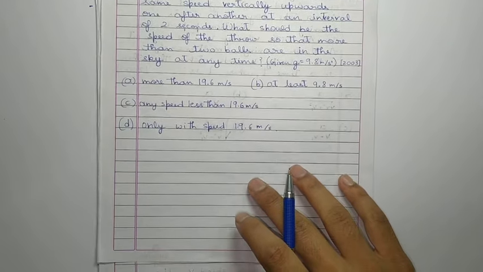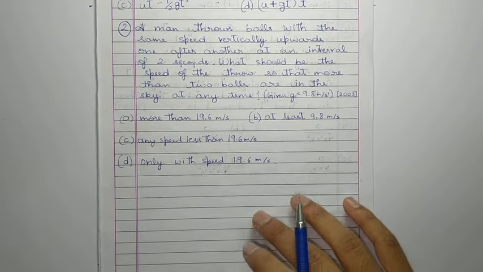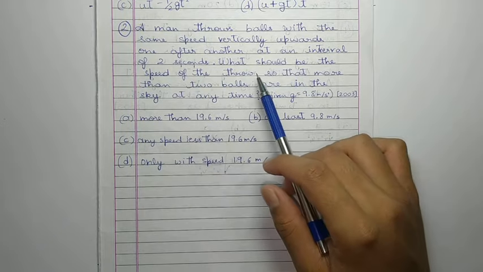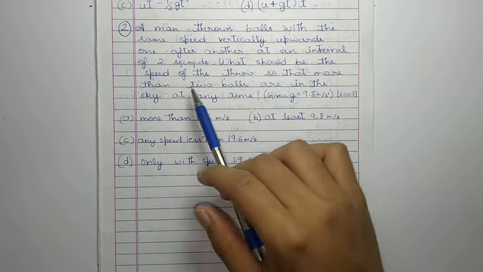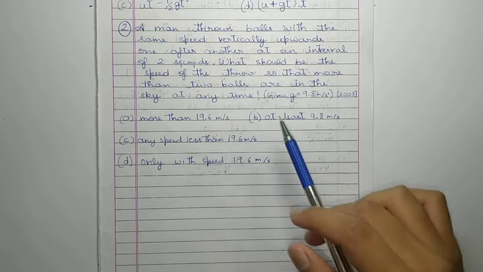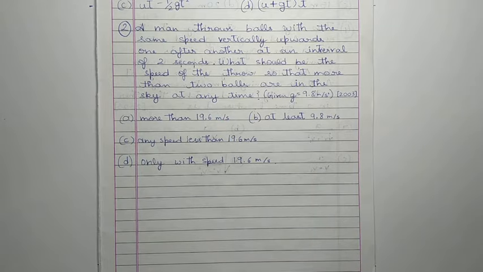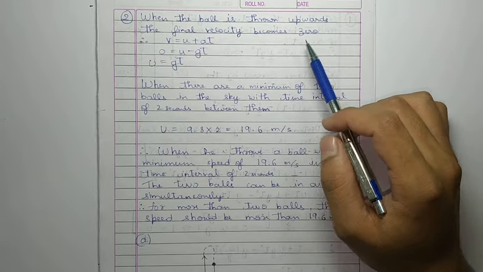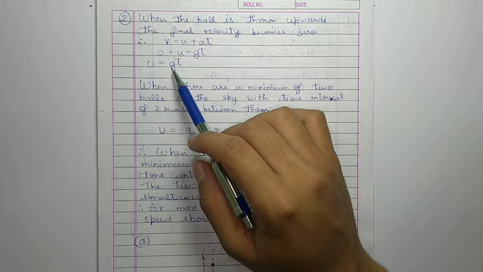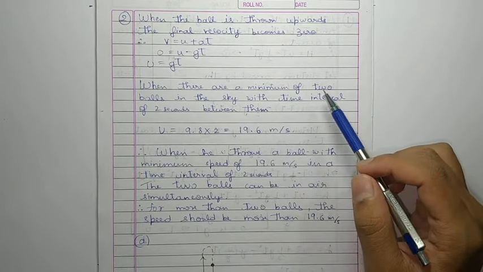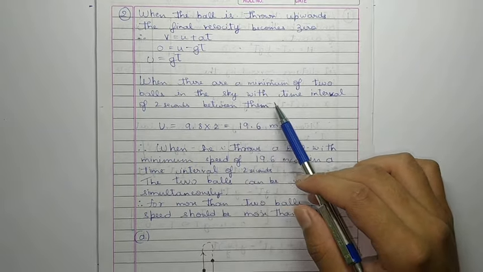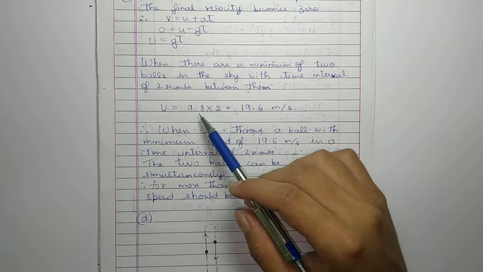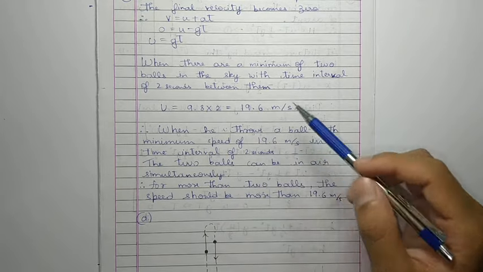Question 2. A man throws balls with the same speed vertically upwards, one after another at an interval of 2 seconds. What should be the speed of the throw so that more than 2 balls are in the sky at any time? When the ball is thrown upwards, the final velocity becomes 0. So therefore initial velocity u is equal to gt. When there are a minimum of 2 balls in the sky with a time interval of 2 seconds between them, we get u is equal to g into 2, 9.8 into 2 is equal to 19.6 meter per second.